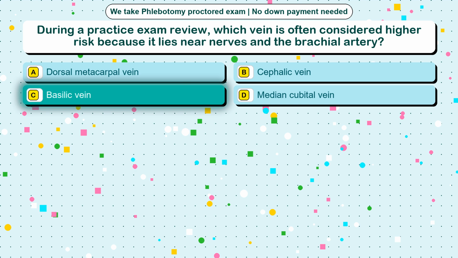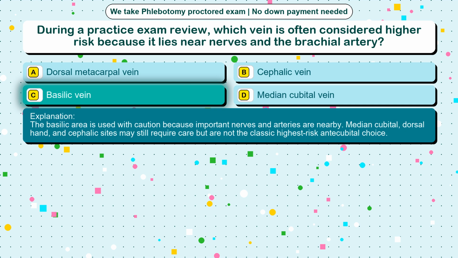The correct answer is option C. Basilic vein. The basilic area is used with caution because important nerves and arteries are nearby. Median cubital, dorsal hand, and cephalic sites may still require care but are not the classic highest risk antecubital choice.